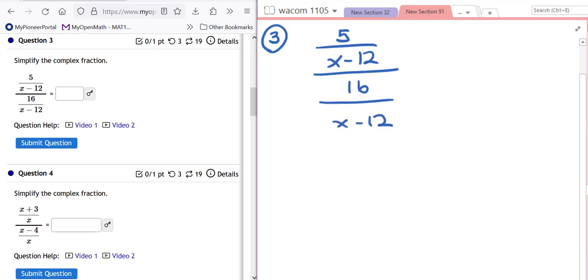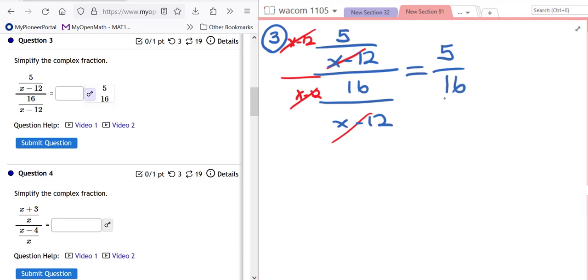And so I'm going to do them all with that method. So your LCD here is going to be x minus 12. So you're going to do an x minus 12 up here and an x minus 12 down here, and that's over each other. So that's a 1, and that is always okay to do. That is called your multiplicative identity. And it cancels down here, and you are left with 5 over 16. Pretty problem. Okay.